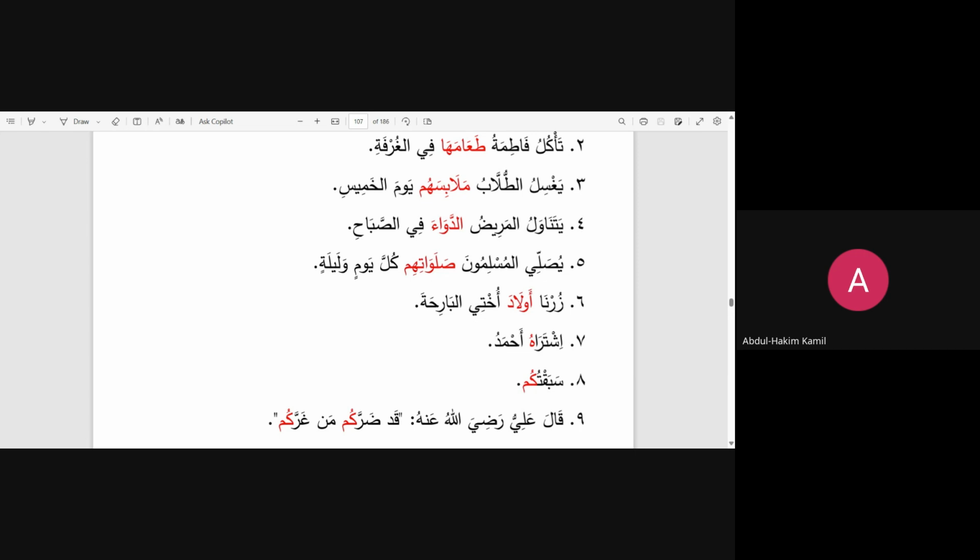اشتراه أحمد. أحمد is the فاعل because it has a ضمة. Not because it's نكرة, not because it's معرفة. No. Because it has the ضمة. نعم. أحمد bought it. Are y'all with us online? Anything need clarification, let me know.